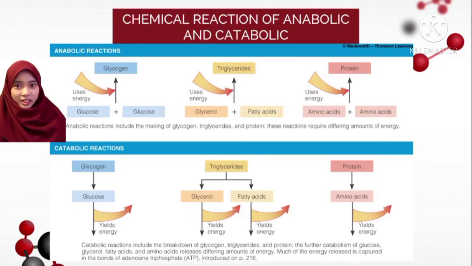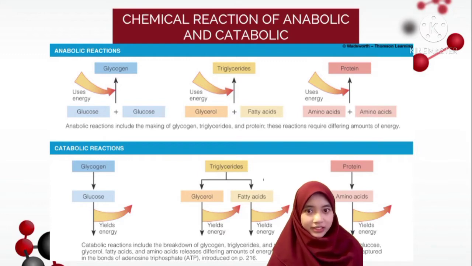Next, I will explain about the chemical reaction of anabolic and catabolic. An example of an anabolic reaction is a reaction that uses energy. Based on this slide, production of glycogen uses energy by combining 2 glucose. Meanwhile, as we know, a catabolic reaction is a reaction that releases energy. For example, breakdown of triglyceride into glycerol and fatty acid will release energy.